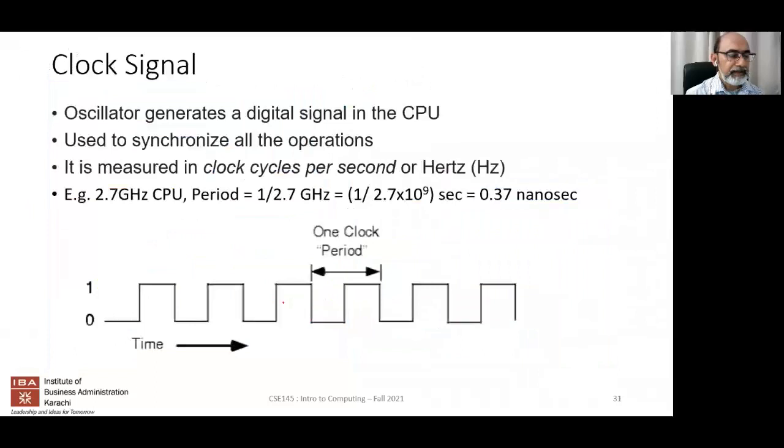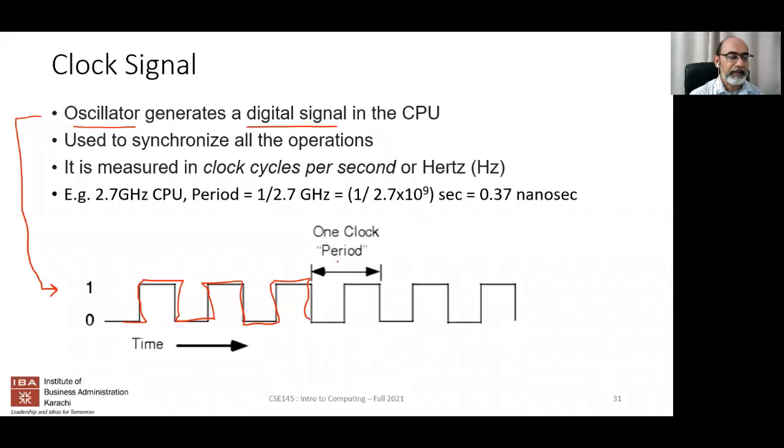Now, let's take a look at what is referred to as a clock cycle, okay? Inside the CPU, there's something called an oscillator. And the oscillator, basically what it does is generate a digital signal, okay? And this digital signal is sort of shown over here. It's basically a series of ones and zeros, okay? So it simply oscillates, it goes 1, 0, 1, 0, 1, 0, and it keeps on doing this repetitive pattern forever. Okay, it's simply an oscillator, as the term itself says, that oscillates between 0 and 1, okay?